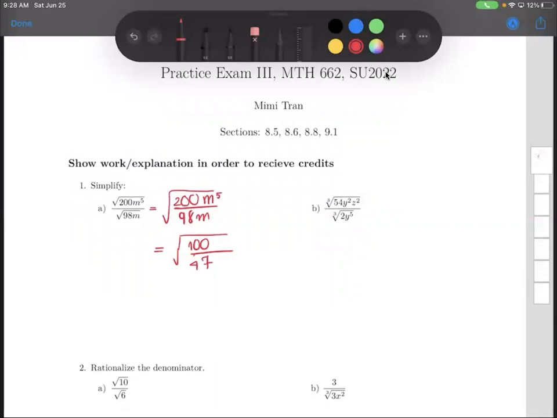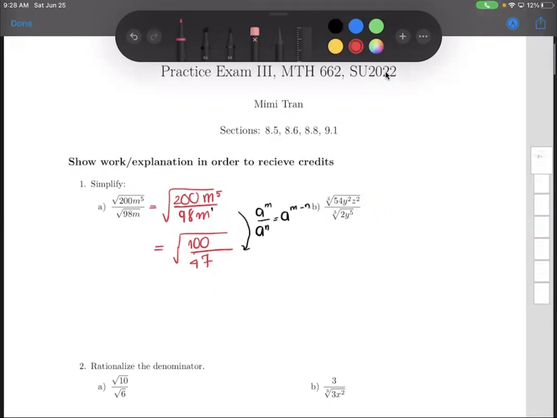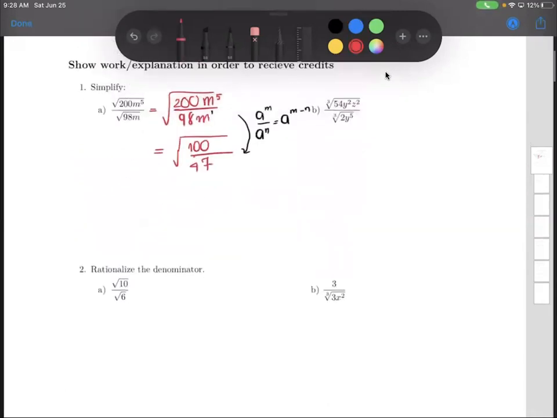How about m to the fifth and m to the first? There's a rule, let me remind you the rule. If I have a to the m divided by a to the n, it is equal to a to the m minus n. So it's going to be 5 minus 1, m to the 4. And we write m to the 4 on the numerator because m to the fifth is bigger than m to the first, so the result is on the top.